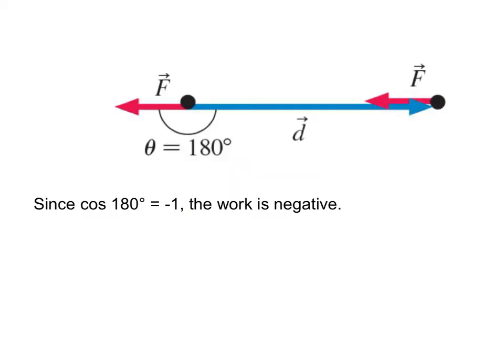And then the last case would be, what if the thing was being pulled directly backward? In that case, the angle between them is 180, and the cosine of 180 is minus 1, so the work is negative. In fact, in this case, the work would be not Fd, but minus Fd, the least that it could be.